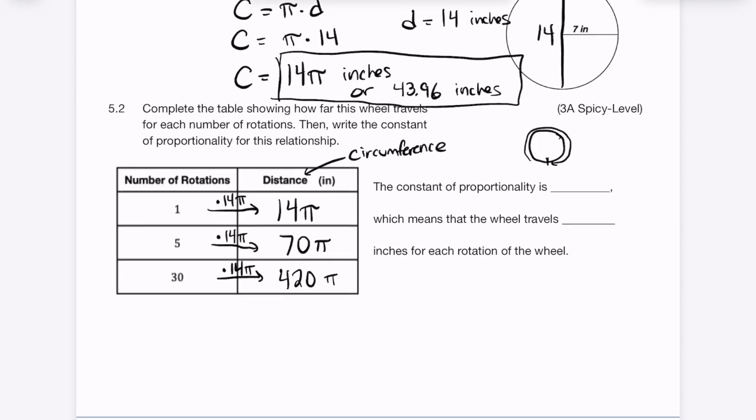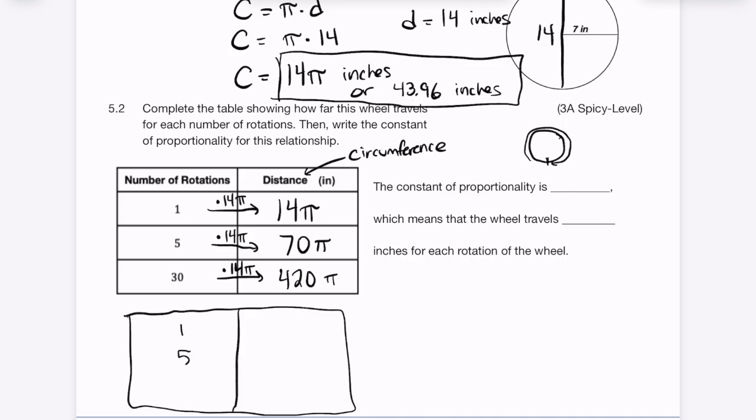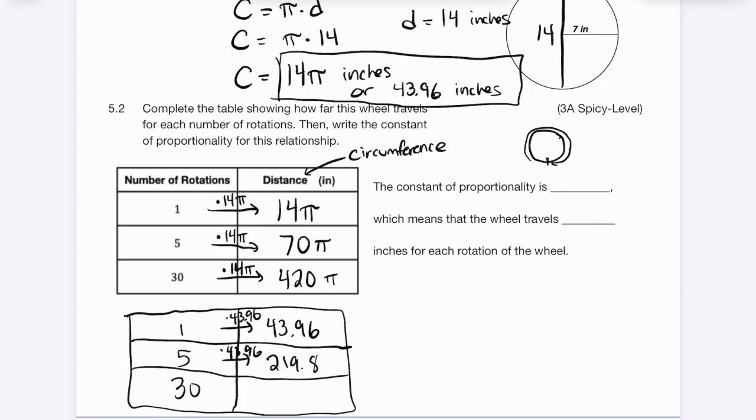Okay, just quickly, I'll say that the other correct version of this would be not in terms of pi. You could have 43.96 inches, and that's what you're multiplying by, which is 219.8 inches. And then you could do the same thing for 30, and you'd get 1,308.8 inches. Okay, so both of those tables are right.